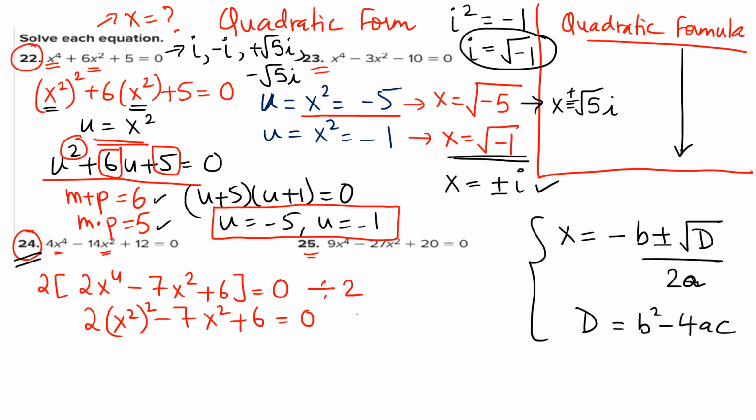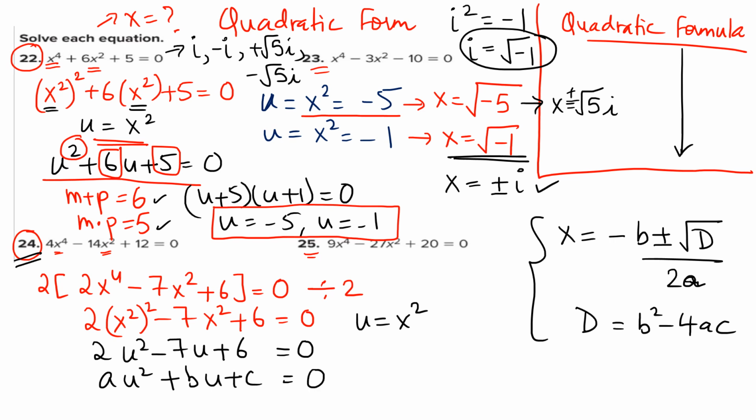So I will take u as x square. The equation becomes 2u square minus 7u plus 6. Now we are going to compare it with au square plus bu plus c. This is your quadratic form. So what is the value of a, b, c? A is 2, b is minus 7, c is 6. So I will write here a is 2, b is minus 7, c is 6.